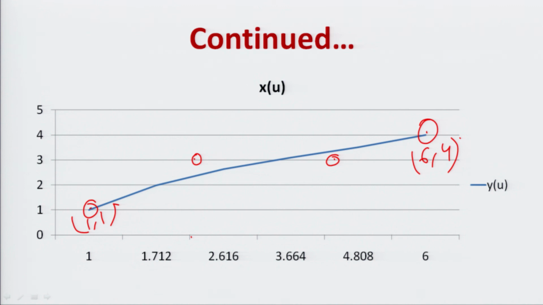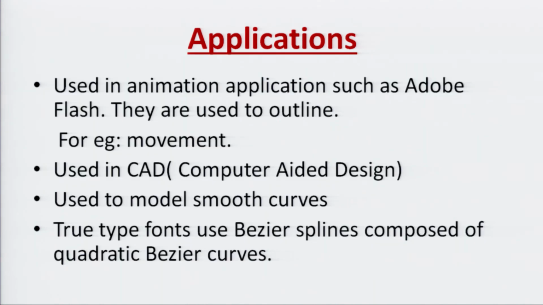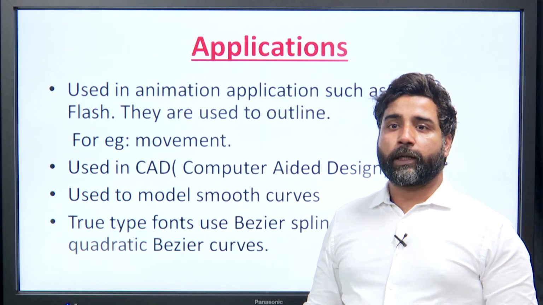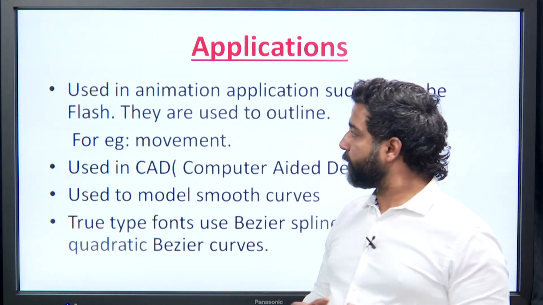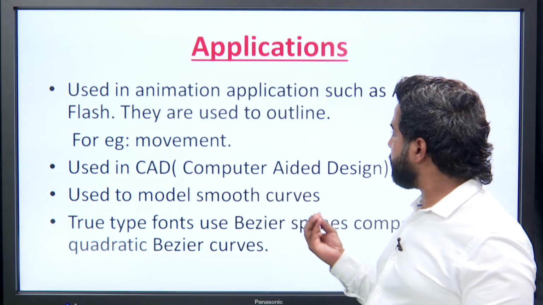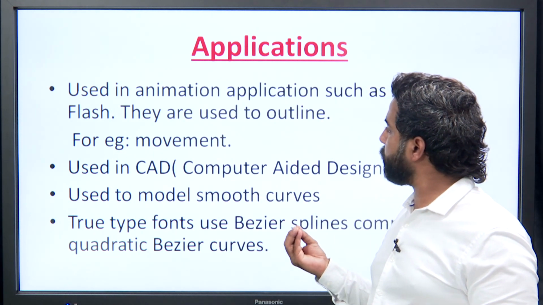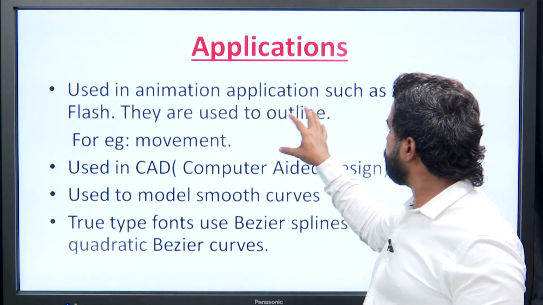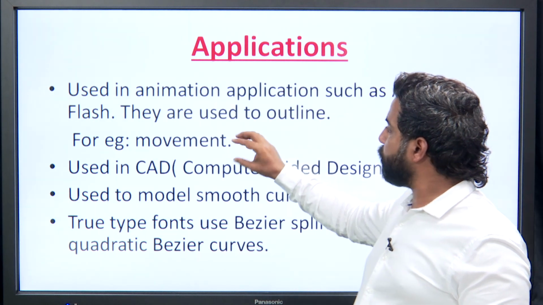So it is a good example of a Bezier curve. We can now solve equations like this. Now coming to the last topic, applications. Bezier curves are used in animation applications such as Adobe Flash. We see many games based on Adobe Flash nowadays. In this, movement is shown on behalf of Bezier curves, because Bezier curve is responsible for smooth curve production. We can produce smoother curves with Bezier curves, therefore we use them in Adobe Flash for movement purposes.